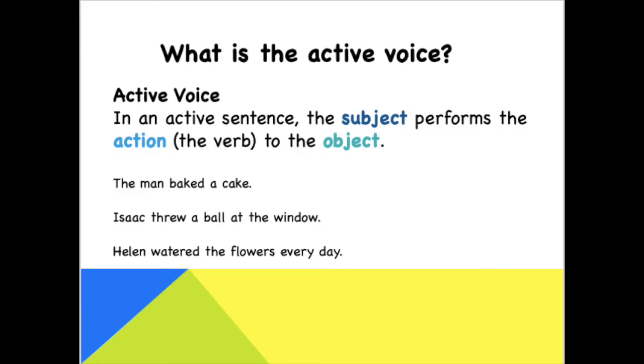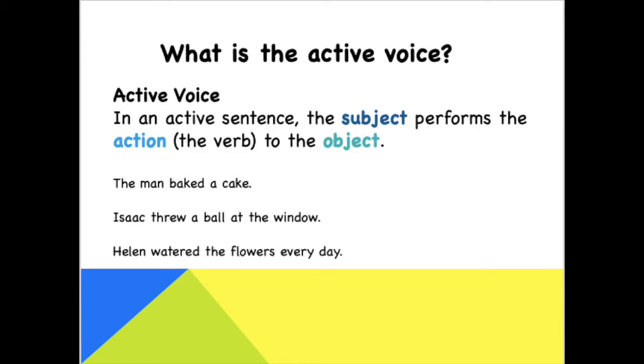The man is at the beginning of the sentence, that's the subject. And what did he do? He baked, which is the verb, and he baked a cake. So cake is the object. So we've got the subject at the beginning of the sentence, the man, and he baked the cake. It tells us what the action was and the object as well.